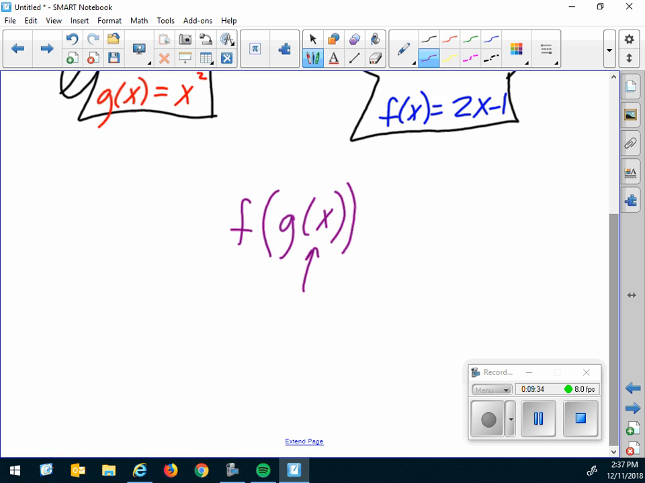Now I want you to take a look at that. That's exactly what it says. Say it again. That says F of G of X. Ladies and gentlemen, you just did a composition.